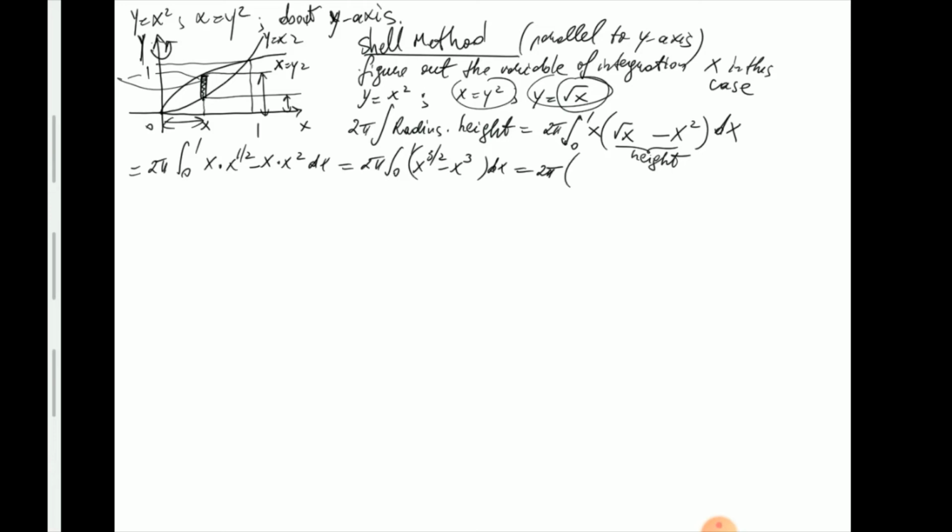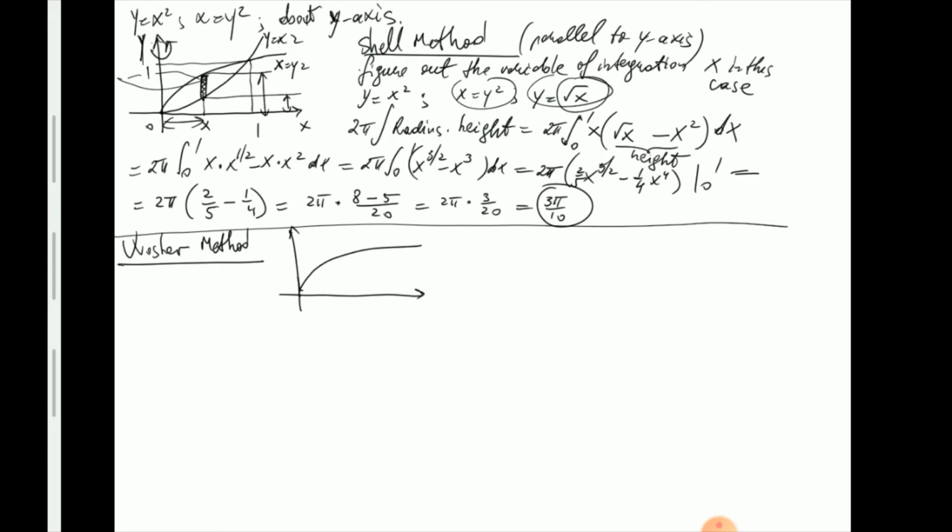Let's see, 3 over 2 plus 1 is going to be 5 over 2. 2 over 5 in front of it, minus 1 over 4 x to the 4 between 0 and 1. And that's going to be 8 minus 5 over 20. Simplify by 2, and that gives me 3 pi over 10.